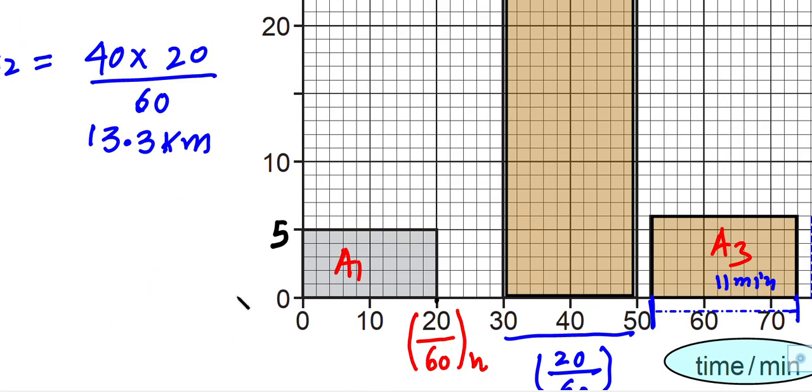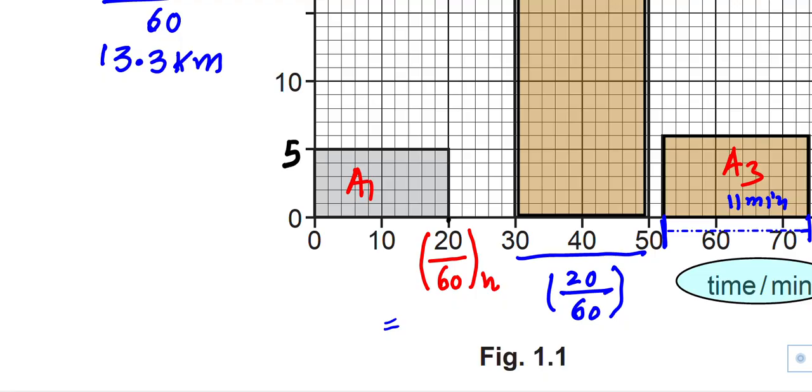So there is 22 minutes. So it is 11 divided by 60 times 6. It should be 11. No, it shouldn't be 11. It should be 22, because each box represents 2. Yes, you are exactly right. Well done. Each box represents 2.